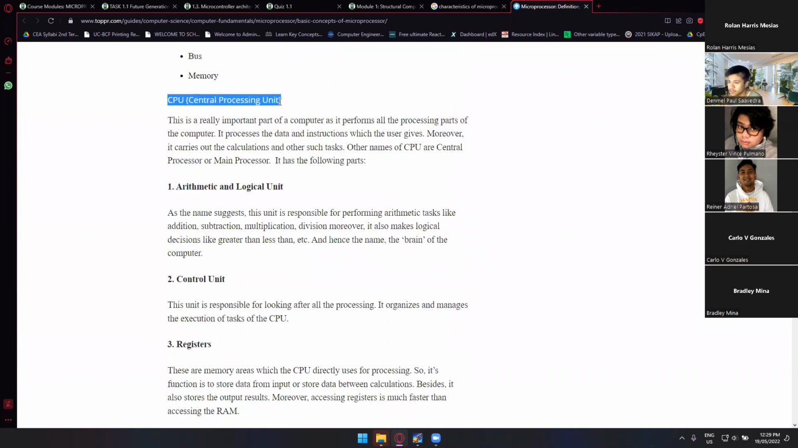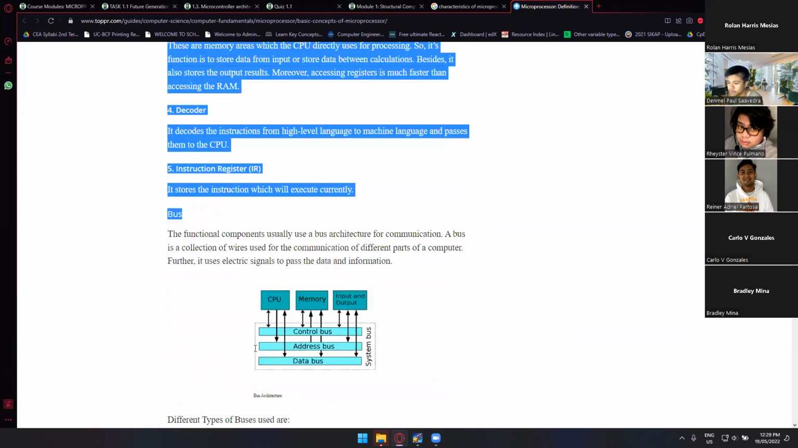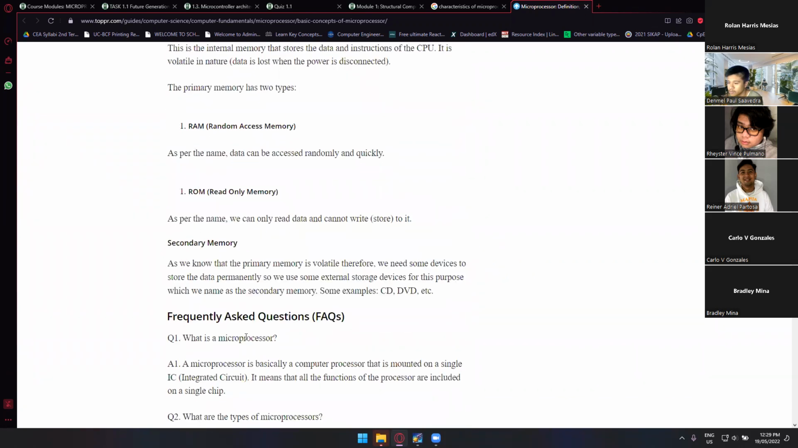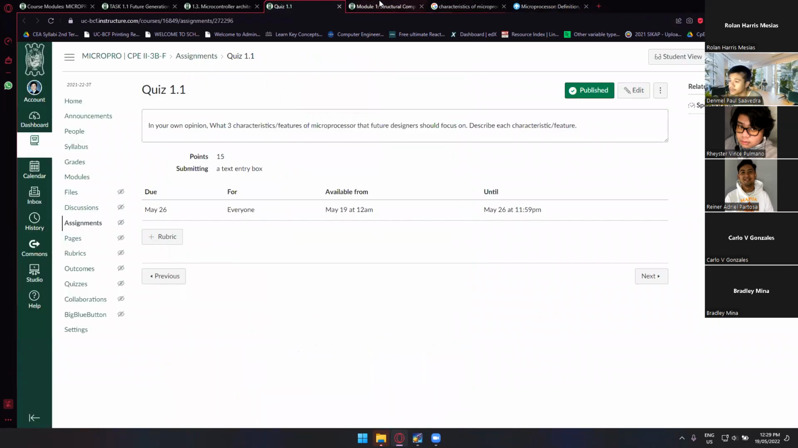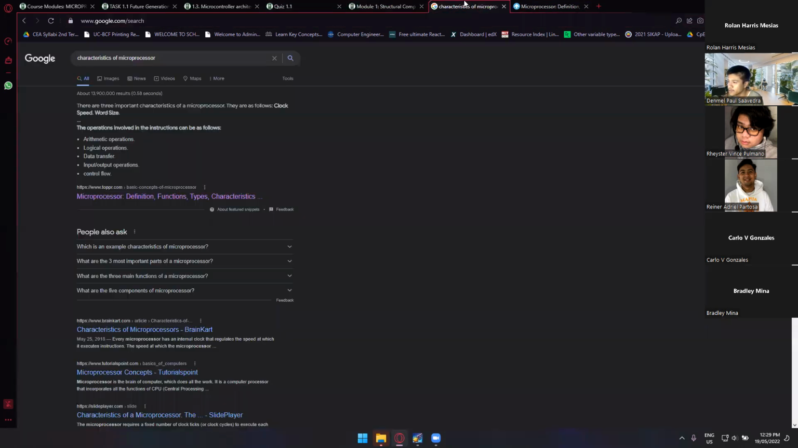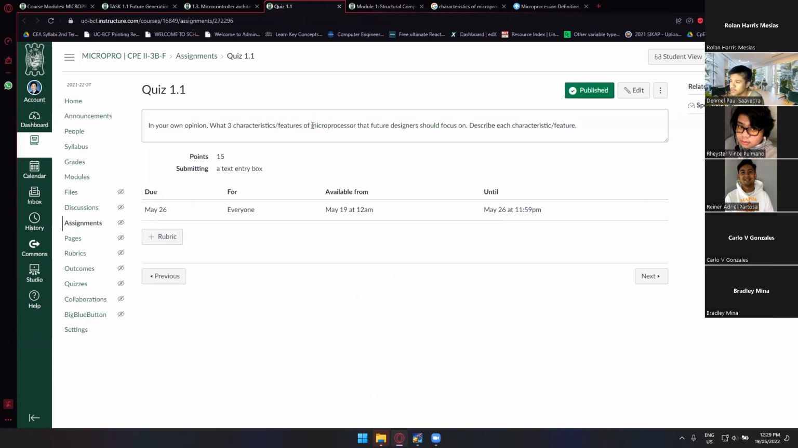These are the CPU and the parts of CPU. There are no other. All right. So I don't know what happened here, but the answer is already given. Unless when you say future, maybe it's not yet decided. So meaning you're going to create or come up with a new feature or characteristic of a certain microprocessor.